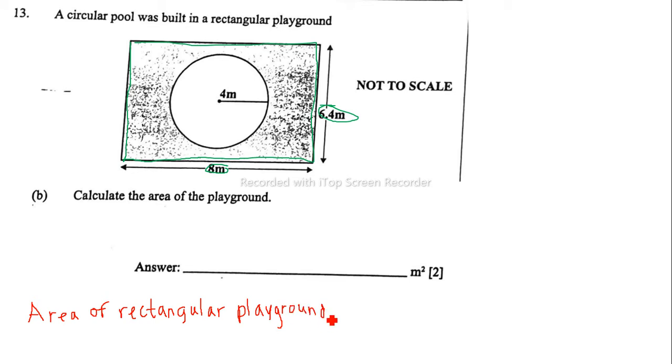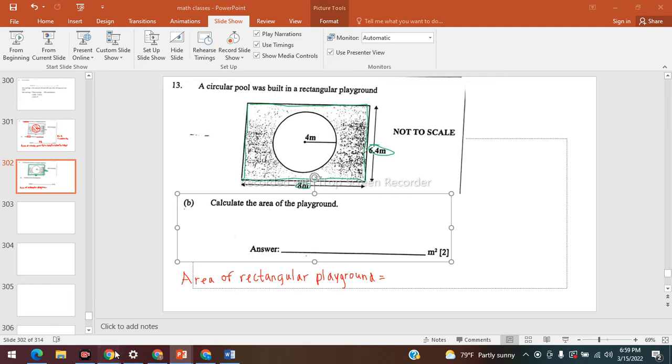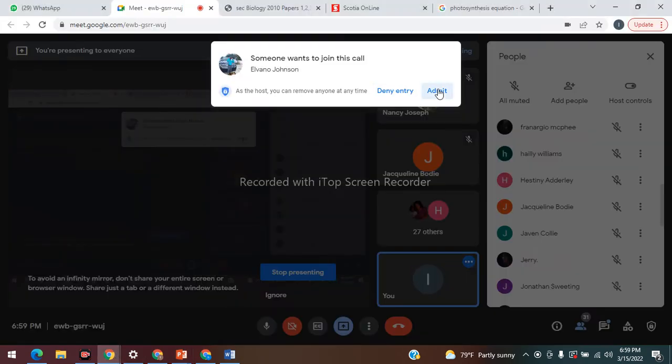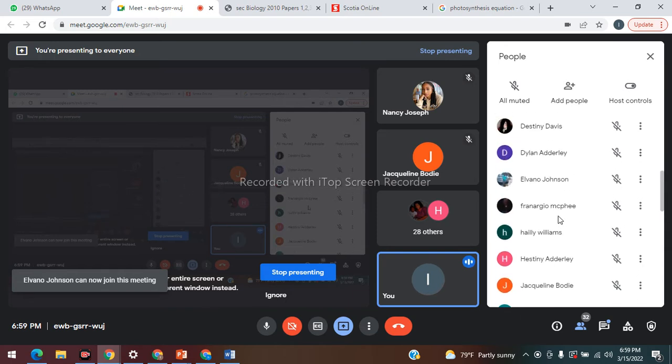We cannot forget our formulas, especially my BGCSE students, because you don't have the formulas given to you on an exam, so you have to memorize them.